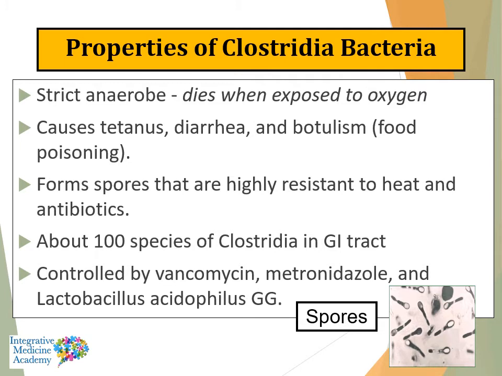And if we look at the properties of Clostridia bacteria, they're very tenacious organisms. There's over 100 species of Clostridia that are known to inhabit the GI tract in humans. Not all are pathogenic, but some of them are extremely pathogenic. Botulism, for example, and tetanus are two types of conditions secondary to different types of Clostridia bacteria. These organisms form spores, which make them resilient and hardy and survivable outside the human body. It also makes them resistant to antibiotic treatments.